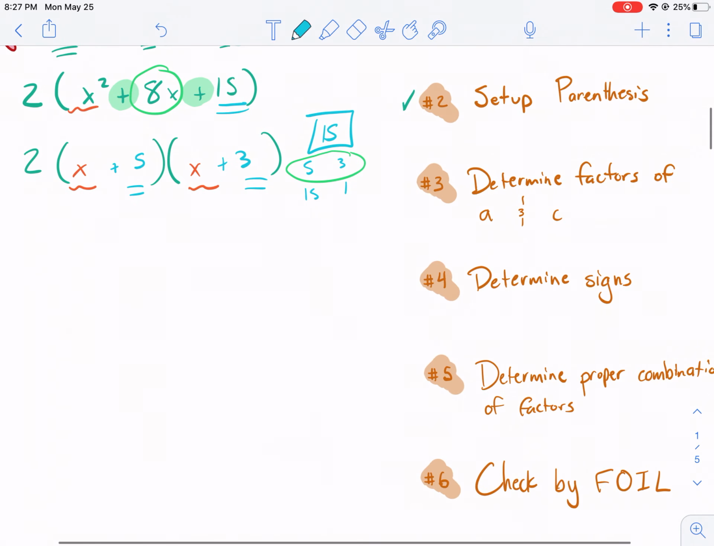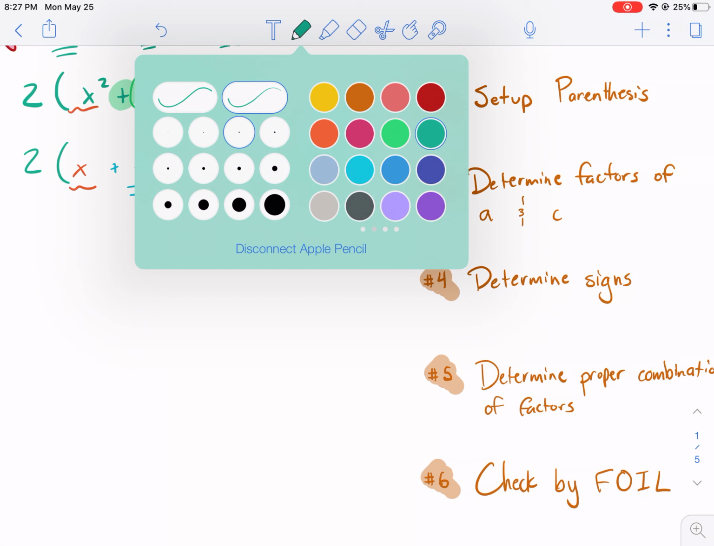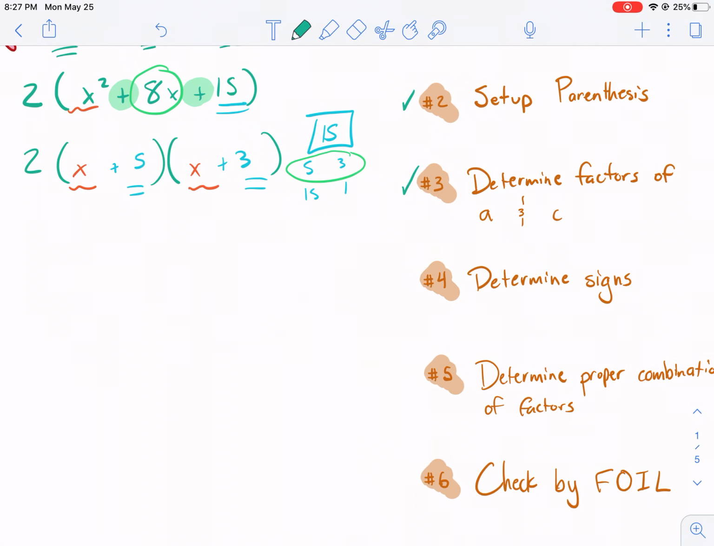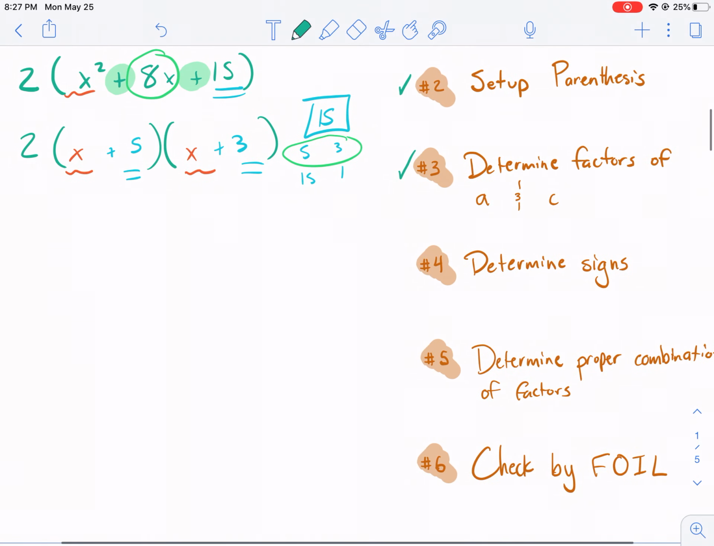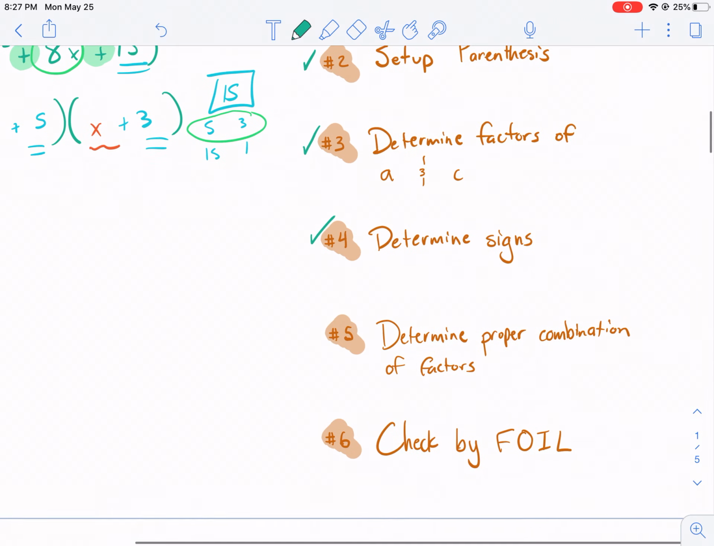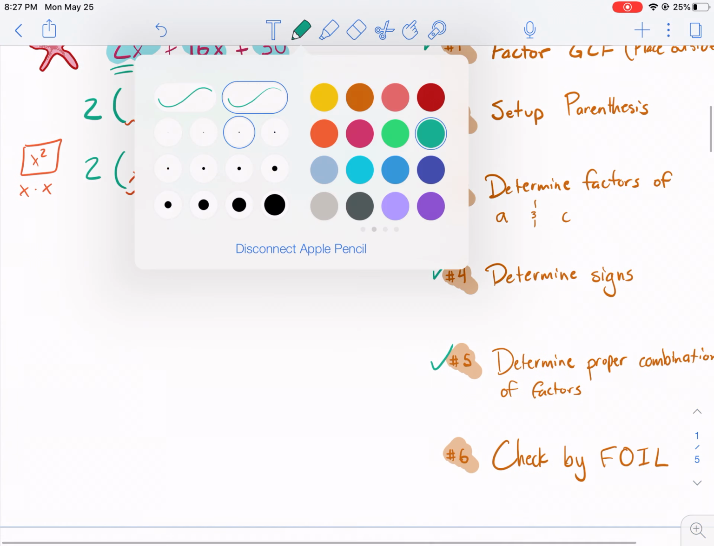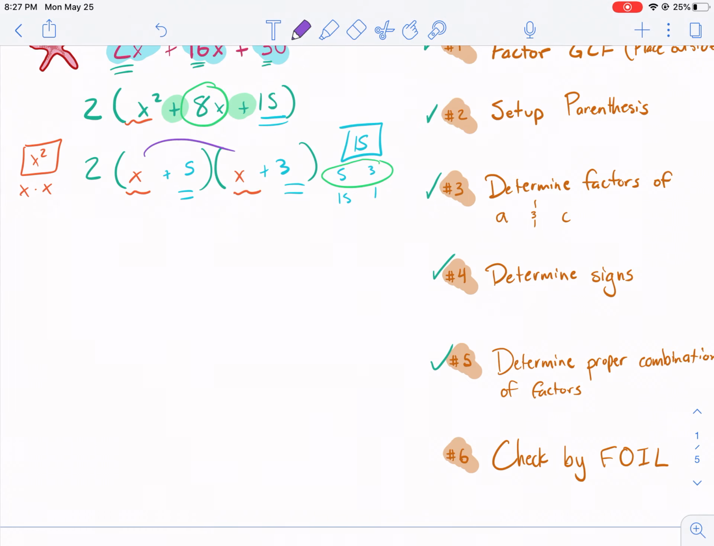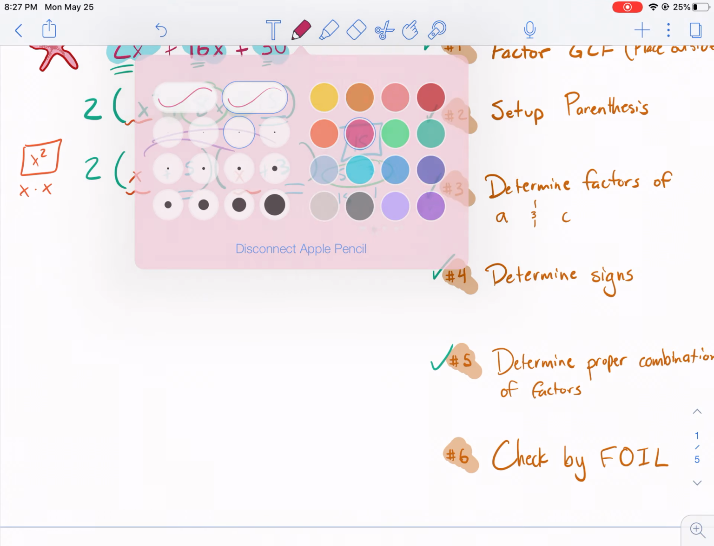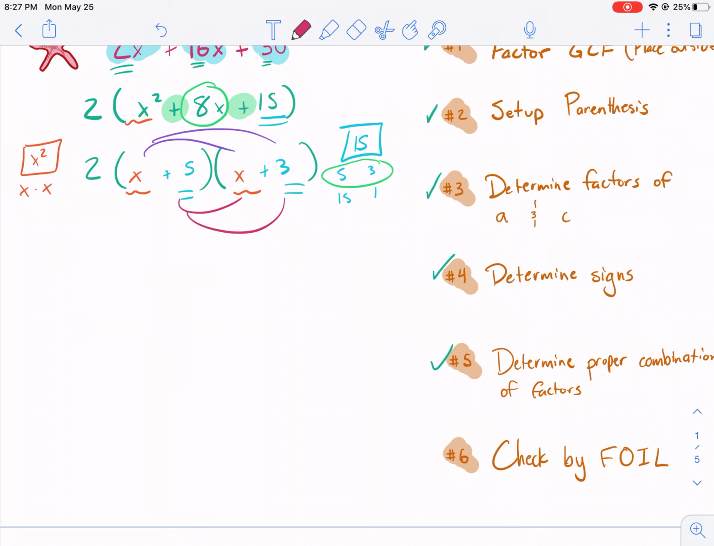So we determined factors. Sorry, I forgot to check this off as we went. Shame on me. Check. Determine signs. We did that. Check. Determine proper combination of factors. We did that. Check. And we can check by foiling. So when we're done, we're going to check by foiling. This is how I like to do it.